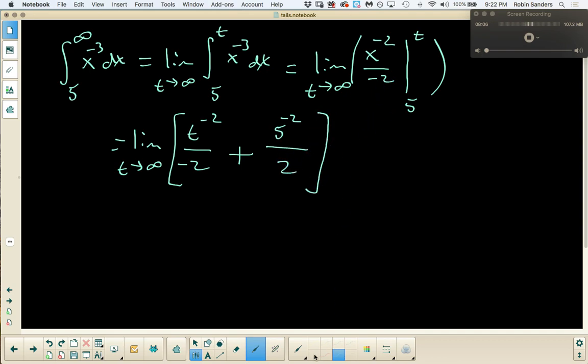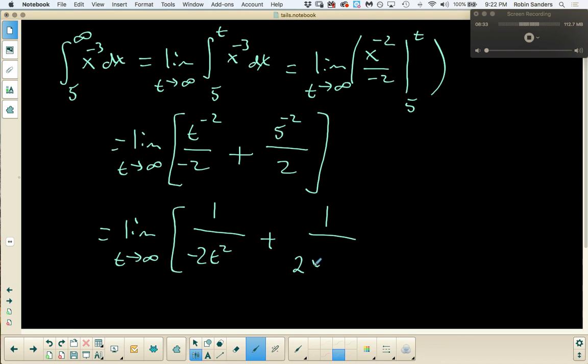I've basically dealt with this minus sign on the second part becoming that plus sign. If you track it through, you'll see that that's what it winds up being. And then when we clean this up in the algebra, this is going to be the limit as t gets big of 1 over minus 2t squared plus 1 over 2 times 5 squared.